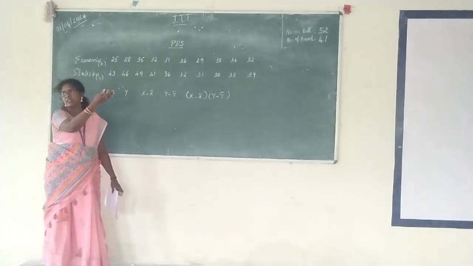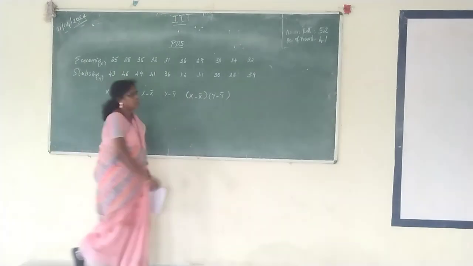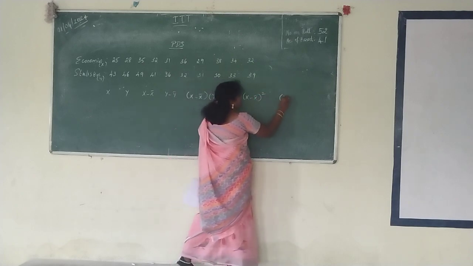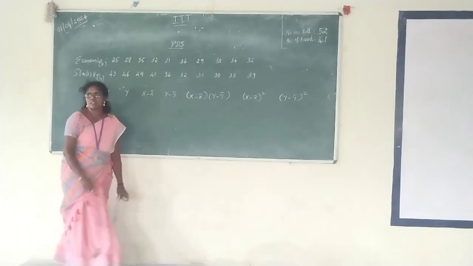You may make mistakes when you have to do the multiplications. Next column will be for x minus x bar the whole square, and y minus y bar the whole square. These are the columns that will be.